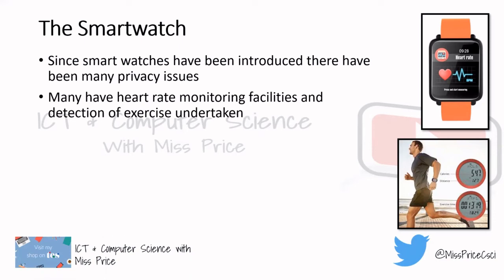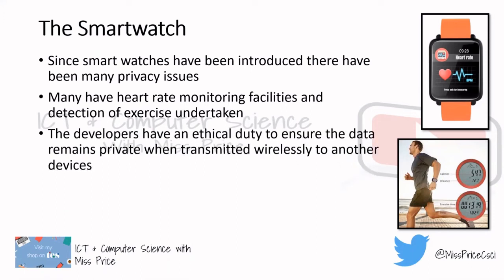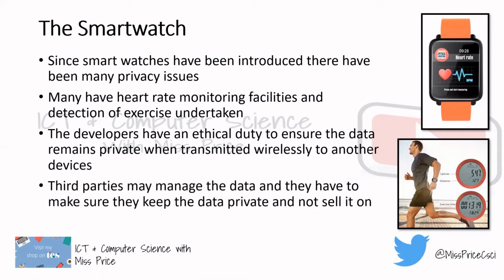So many have heart rate monitors facilitating and detecting exercise when it's undertaken, and the developers have an ethical duty to ensure that the data remains private when transmitted wirelessly to another device. So third parties may manage the data, but they have to make sure that they keep the data private and not sell it on. Okay, because if you think about your smartwatch and the amount of data that it's got is private, would you want somebody sending you emails saying, hey, I noticed that you're very unfit and your heart rate is through the roof, and then selling you products? So they have an ethical duty to make sure that that data is kept private.